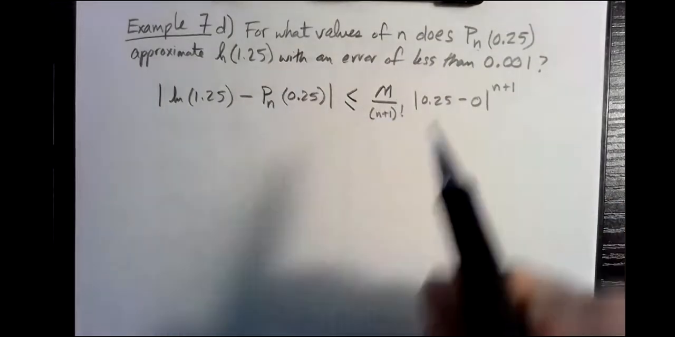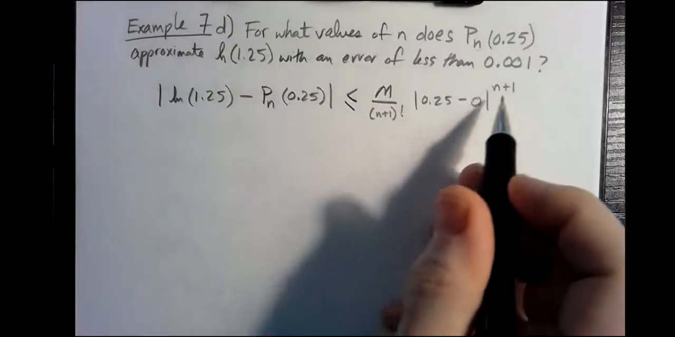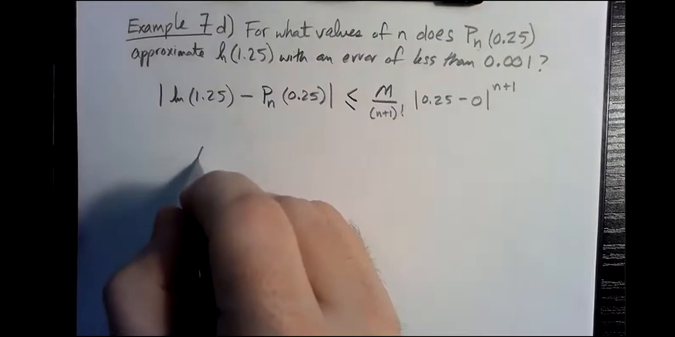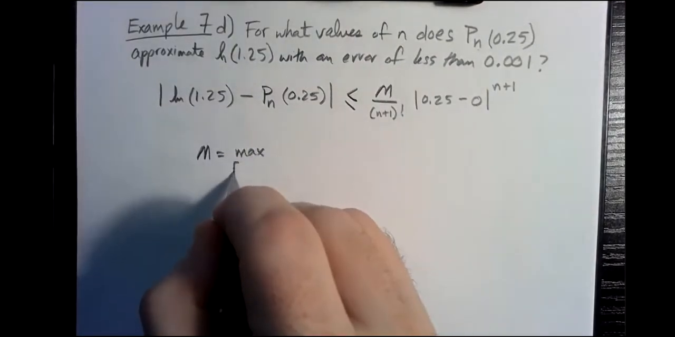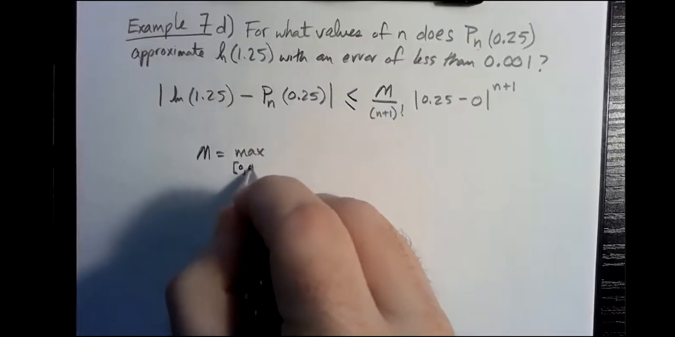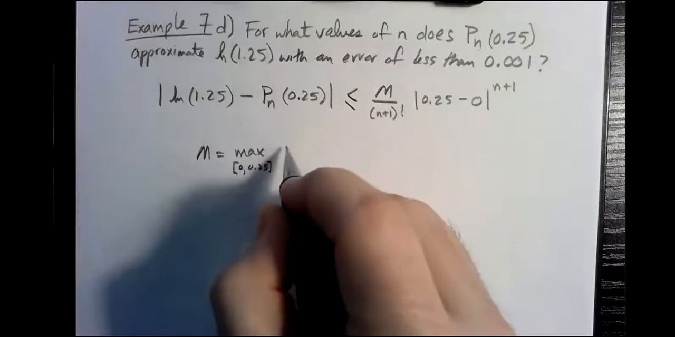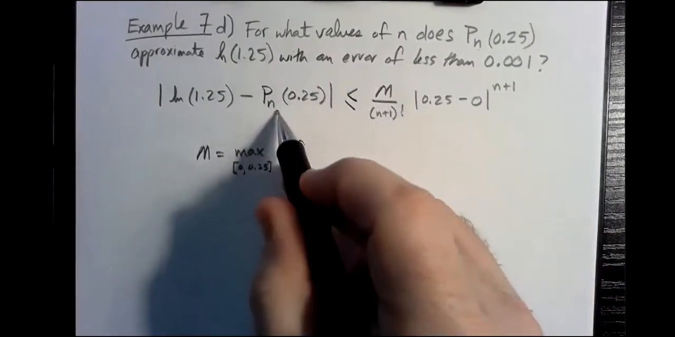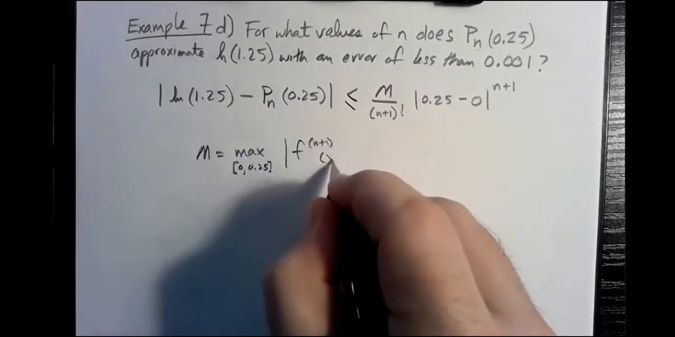Well, again, m is the issue because we're solving for n. That's okay, we've got that in there, but we need to figure out what m is equal to. Now, if you recall, m is the maximum. In this case, it's on the interval from 0 to 0.25, right? From the center to where we're evaluating, the absolute value of the nth polynomial. So again, I need the n plus first derivative.